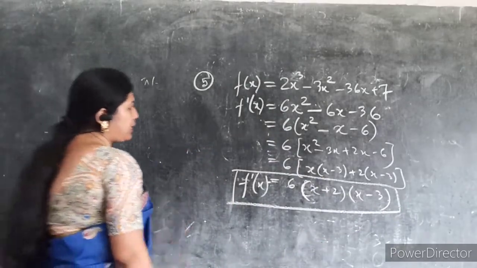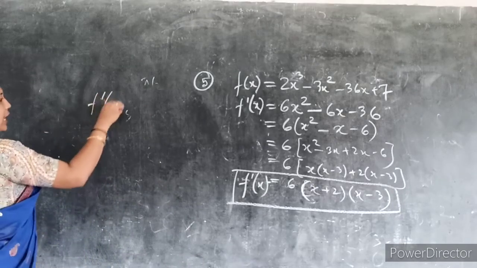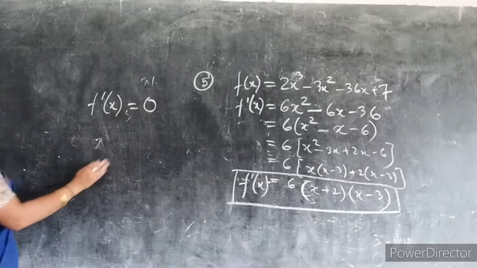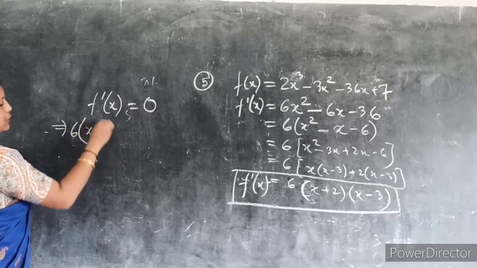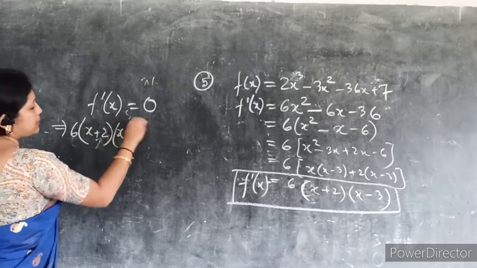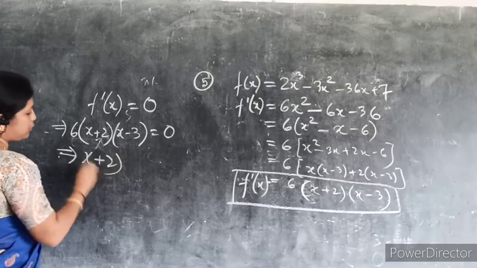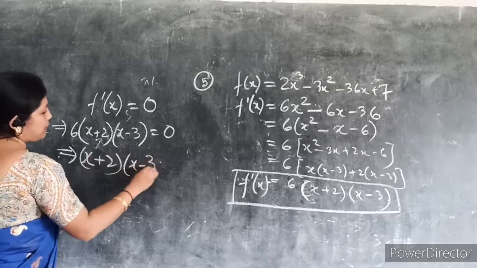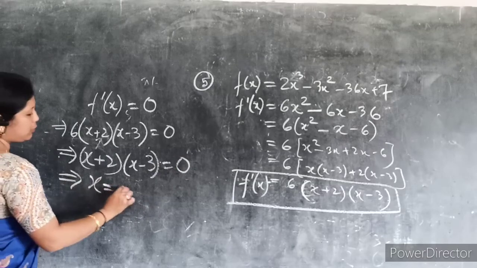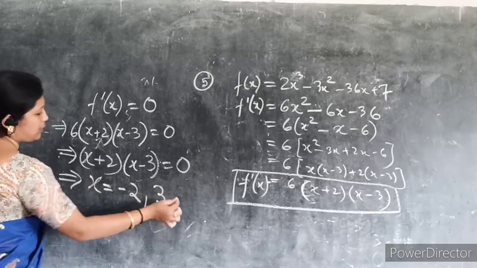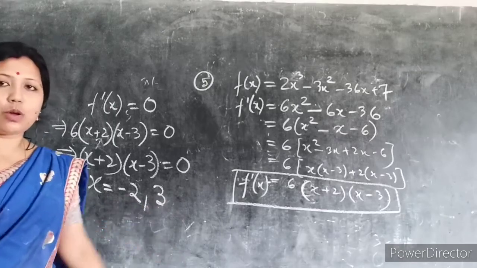So now we have to find the interval. How are we finding the interval? You have to put f dash x equal to 0. That means you are getting 6 into x plus 2 into x minus 3 equal to 0. That means you are getting x plus 2 into x minus 3 equal to 0. So what you are getting here? x equal to minus 2, comma 3. Okay, we are getting our critical points minus 2 and 3.